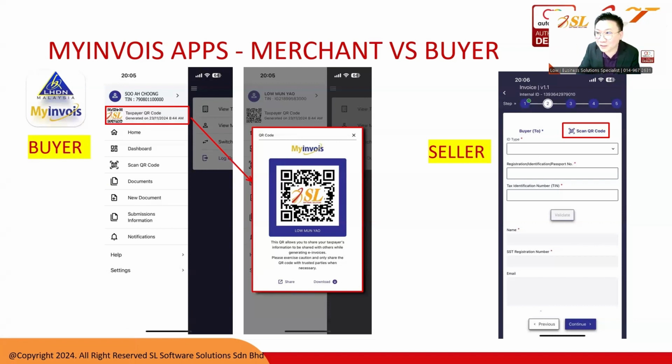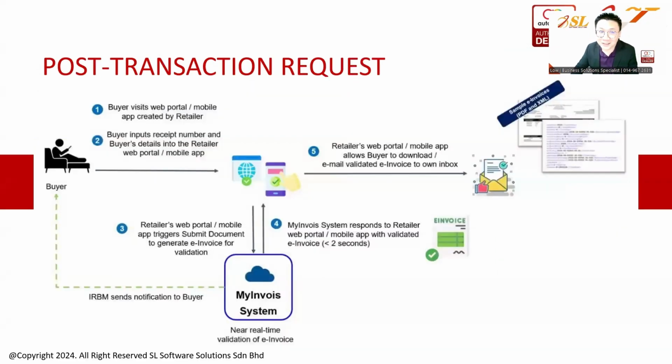So you go to the merchant, and anywhere the merchant's system is invoicing ready, you provide this QR code and ask them to issue the invoice for you. Okay, so the last one is the post transaction. You leave the store, go back to your house, go back to your office, and only then you request.